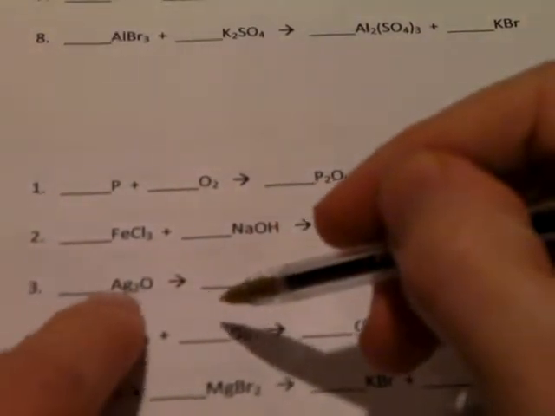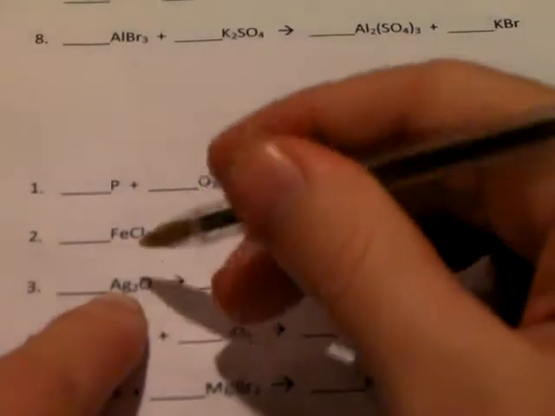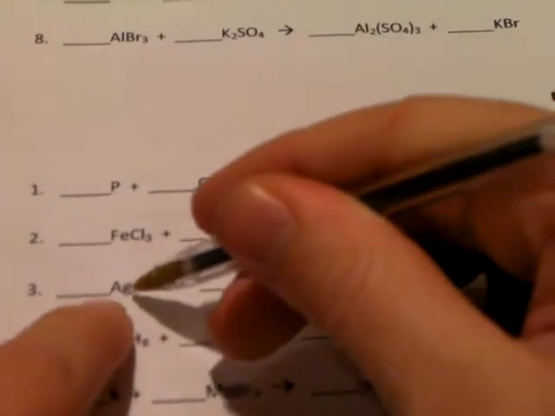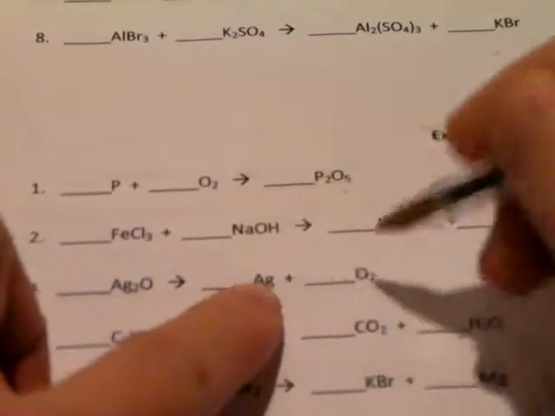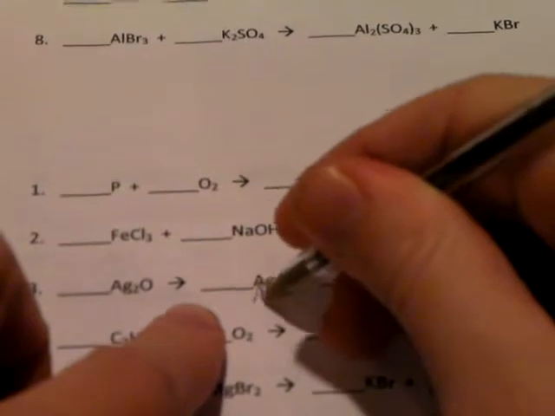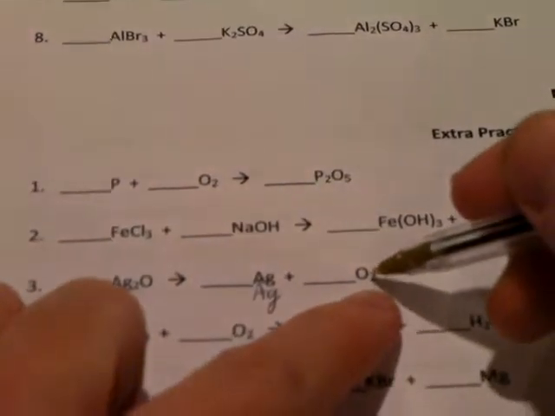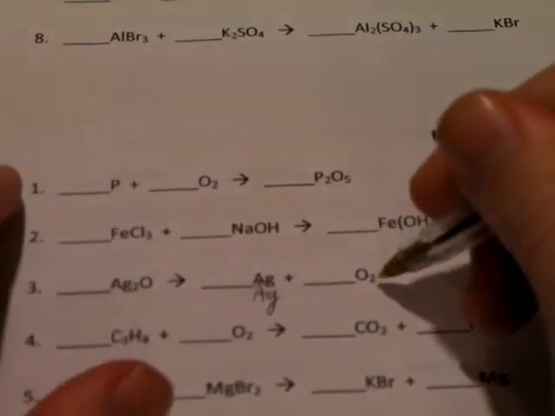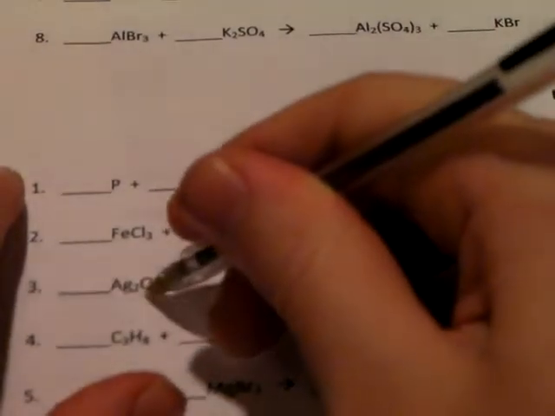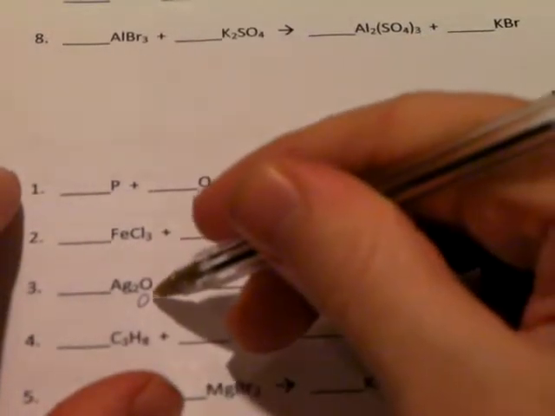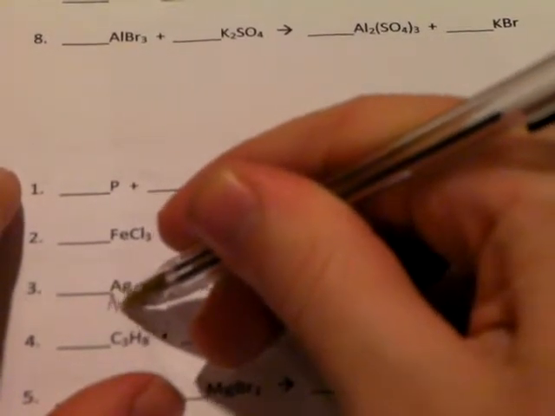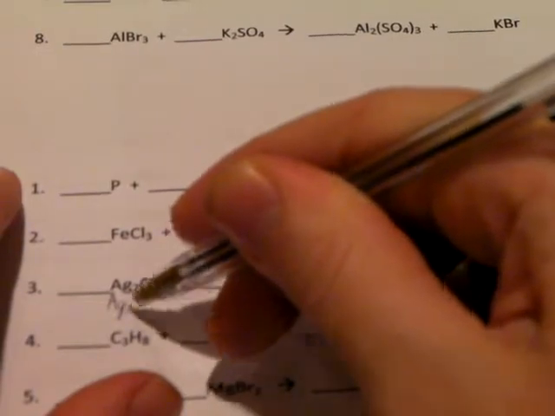And this is number 3. Silver has 2 next to it, so there's 2 silver atoms on the reactant side. On the product side, there's only 1, so we add 1. Now they're equal. Now we look to oxygen, there's only 1 on the reactant side, and there's 2 on the product side. So we need to add 1 over here, but we cannot just add oxygen, we need to add the entire molecule. So Ag2O, need to add.